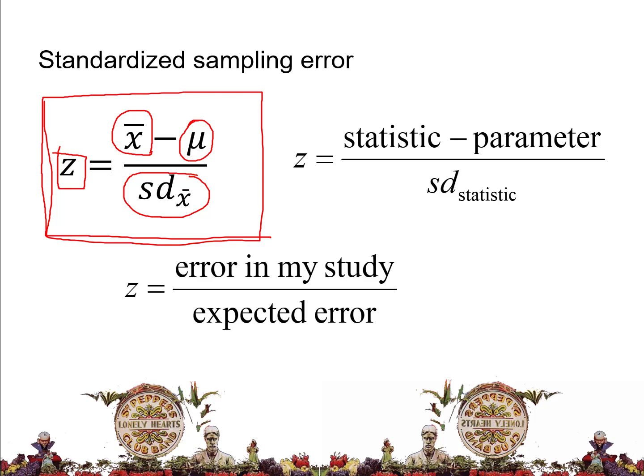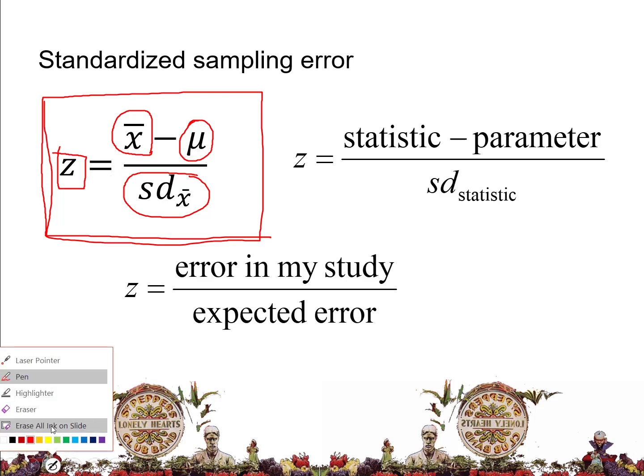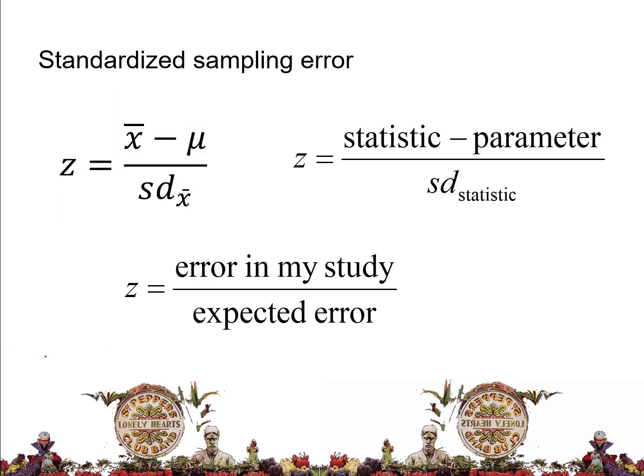Now, like I mentioned, there's different types of sampling error for different statistics. We can have sampling error for a mean, we can have sampling error for a correlation, sampling error for a beta weight, sampling error for a mean difference.